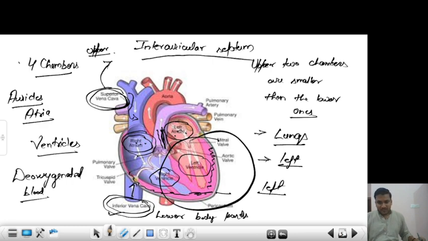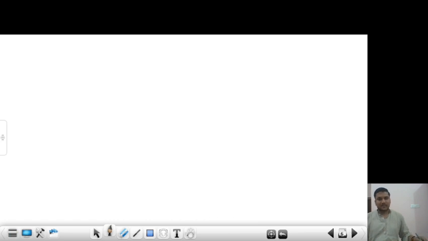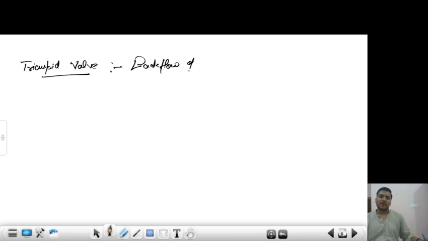Here you can see a valve-like structure which is composed of three flaps, and this valve is known as tricuspid valve. The function of tricuspid valve is to prevent the backflow of blood.